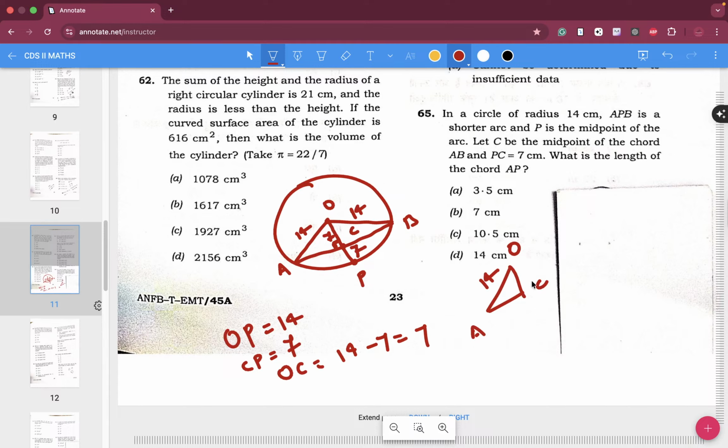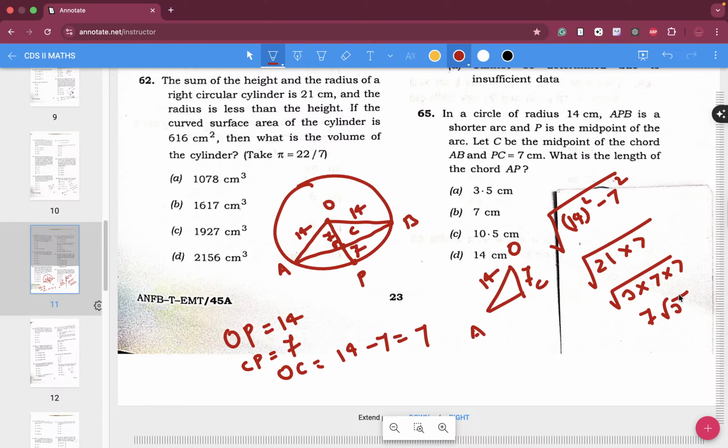This particular value is 14 and this particular value is 7, right? So AC value is how much? Root under 14 square minus 7 square, A plus B into A minus B, which means 21 into 7, which means 3 into 7 into 7, which means 7 root 3.